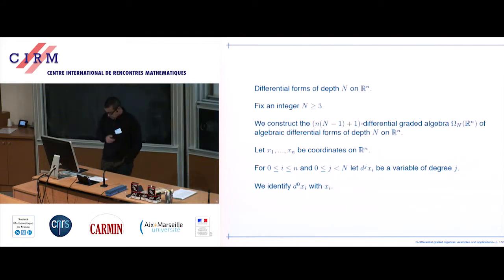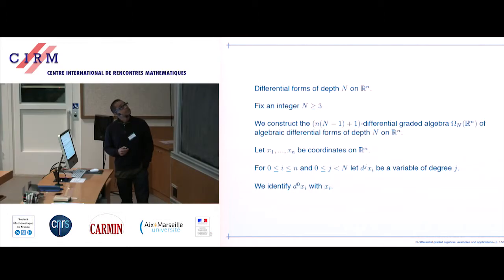Then this is a different sort of example. You fix an integer n bigger than 3, and then I will construct a differential graded algebra on this thing that I call differential forms of depth n. I will tell you what this is in a minute. It will be a differential graded algebra with this nilpotent exponent. So how do I define this?